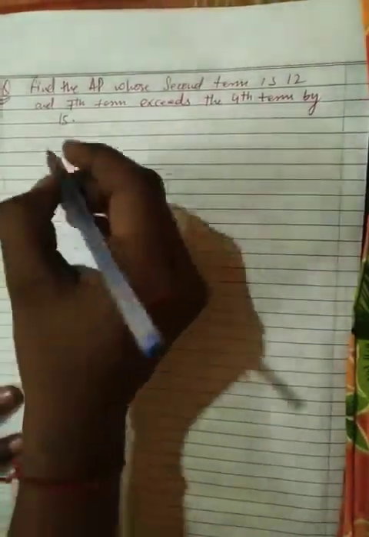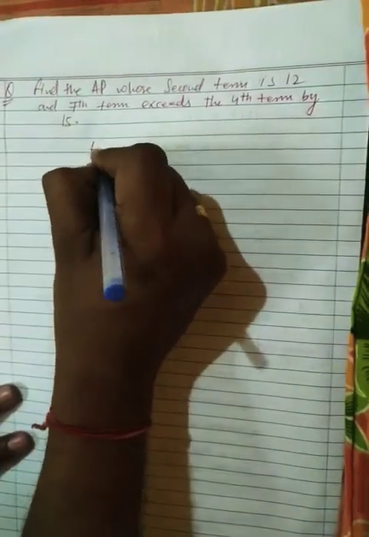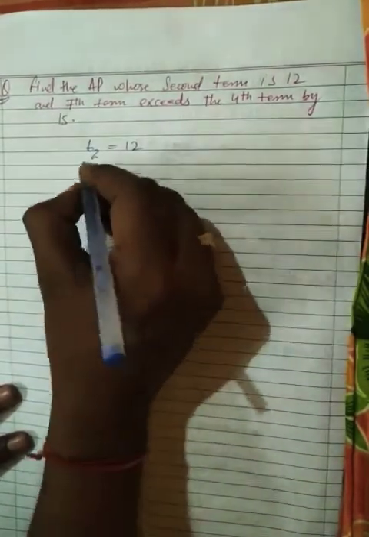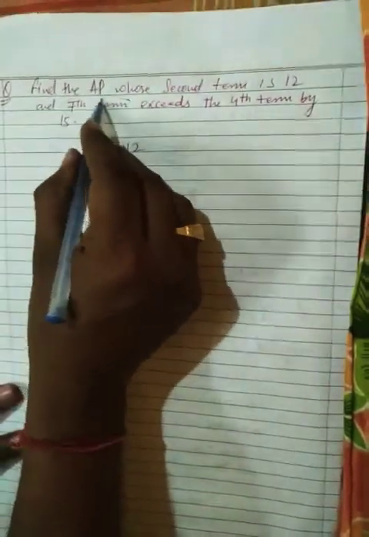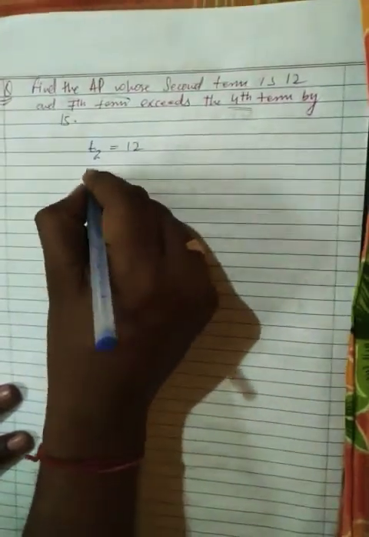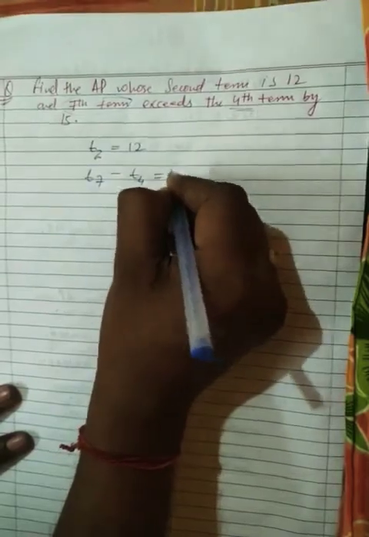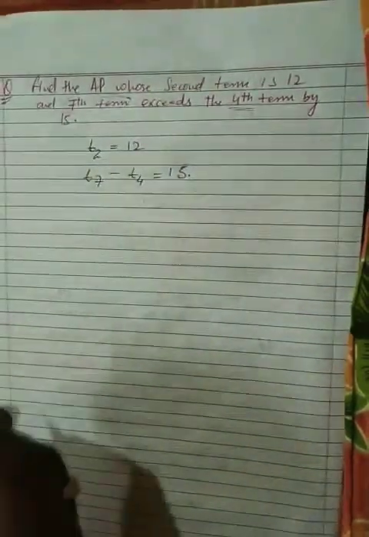Now with the same basic algebra, one more AP question I'm doing now. Find the AP. I have to write the AP series whose second term is given as 12. It means T2 is given as 12. And the 7th term exceeds the 4th term by 15. It means T7 is more than T4 by 15. Clear? This is given. Now apply the formulas here.